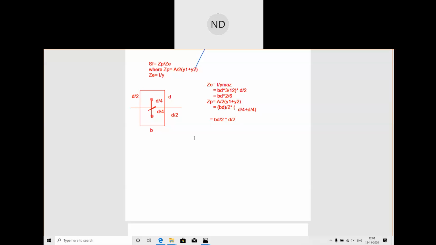Okay, so what we have now, our shape factor SF is how much now? Our SF will be ZP by ZE. That means we have BD by 4 divided by BD by 6. Sorry, BD square by 4, no? BD square. Okay, cut this one.